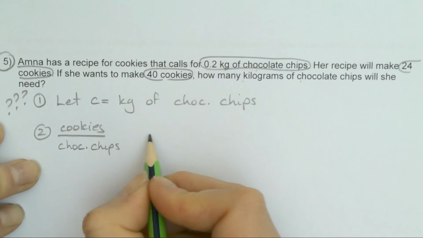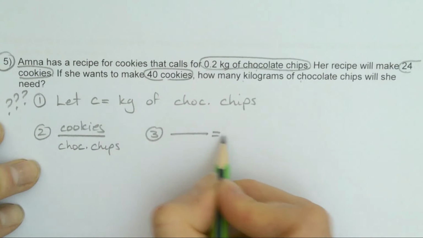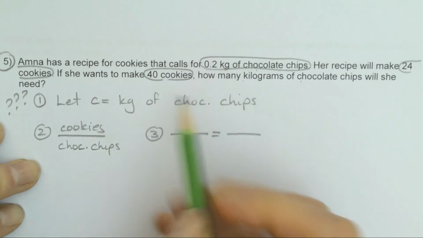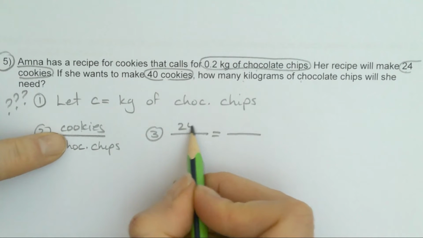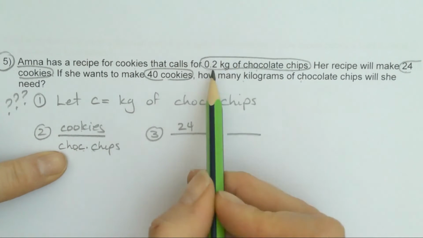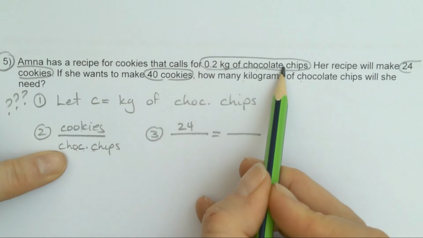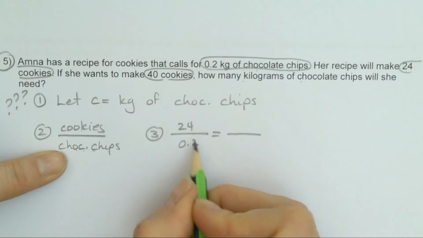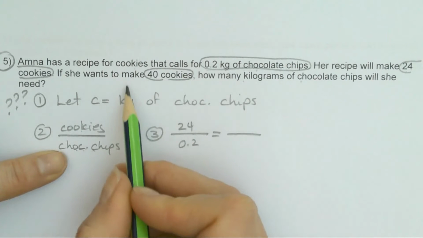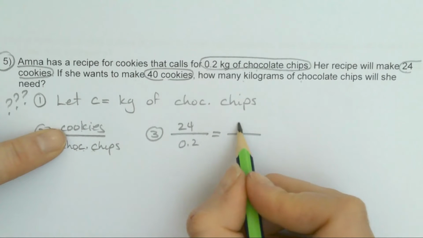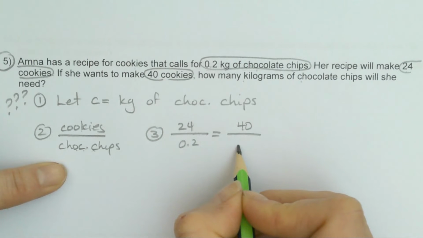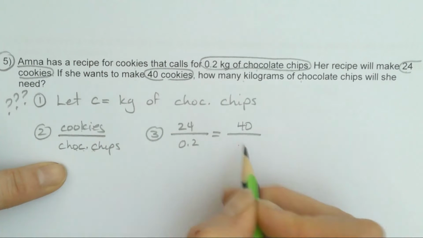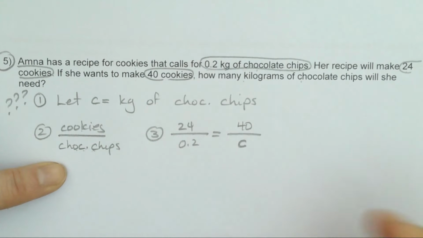Okay. Now we make our proportion. So cookies. The recipe makes 24 cookies, so we have to put 24 up. And the recipe has 0.2 kilograms of chocolate chips. So the 0.2 goes down here. But she wants to make 40 cookies. So 40 cookies. And we have to say how many kilograms of chocolate chips? I don't know. We used the letter C to represent what we don't know. So now we just solve the proportion.